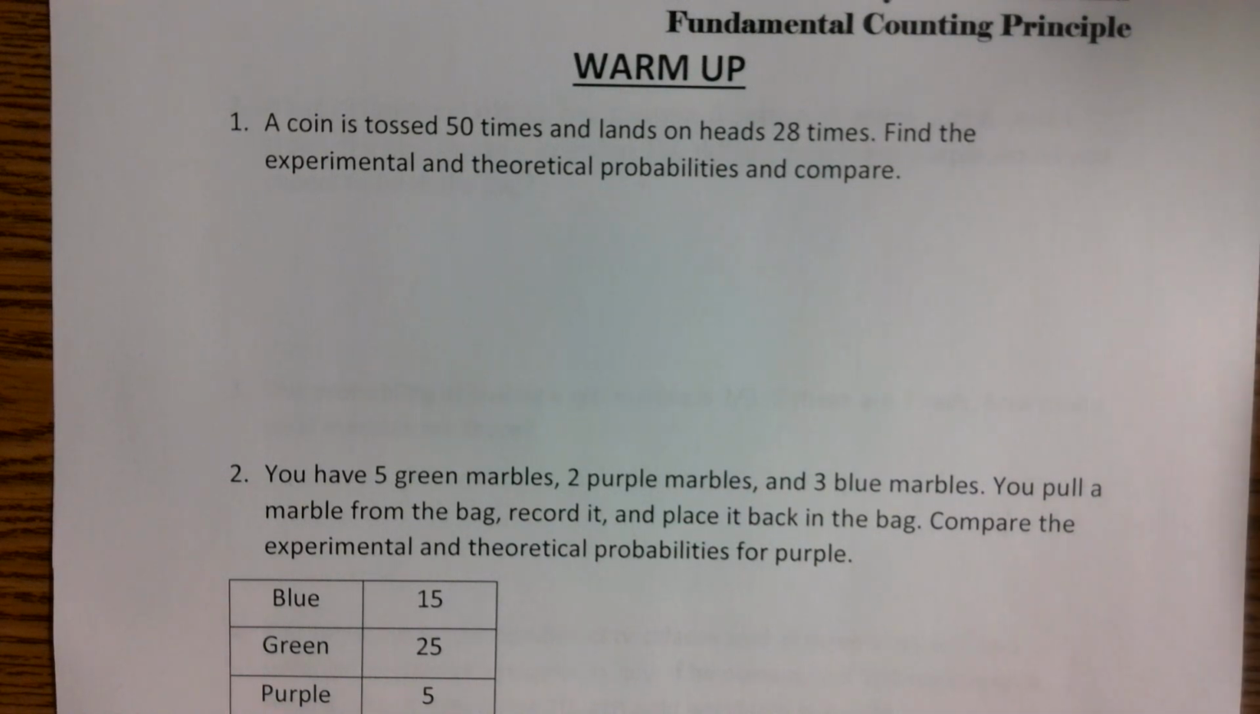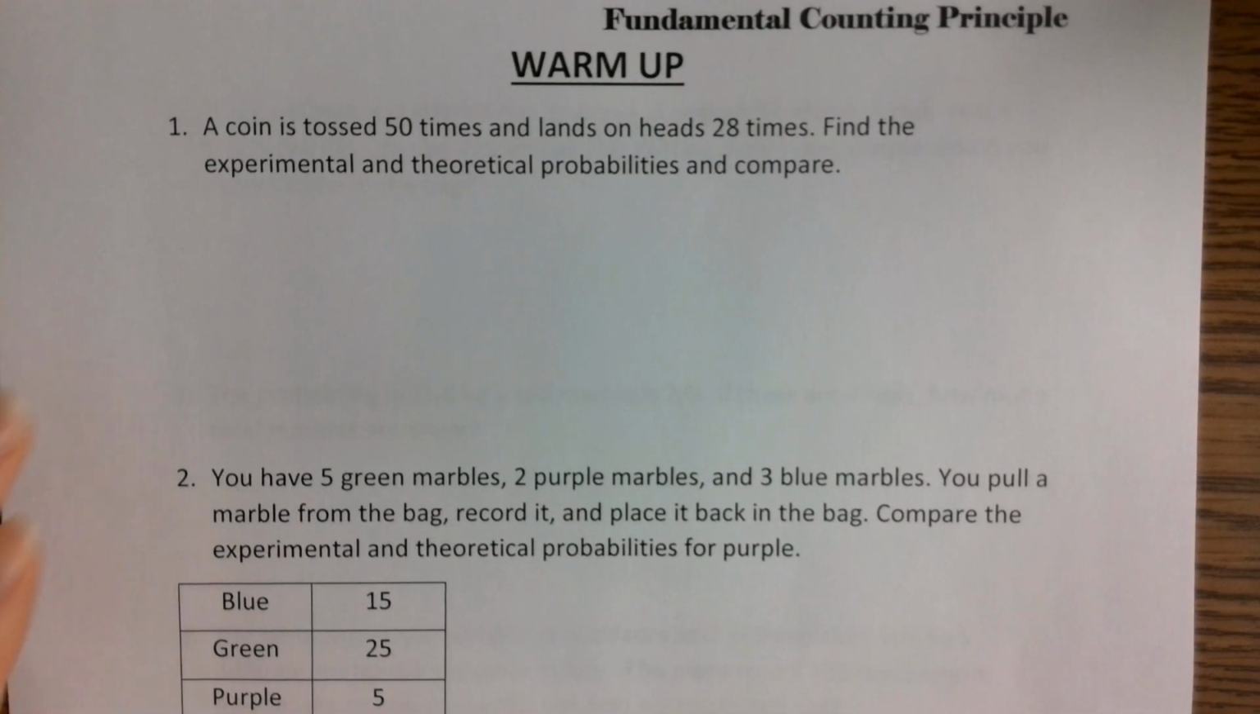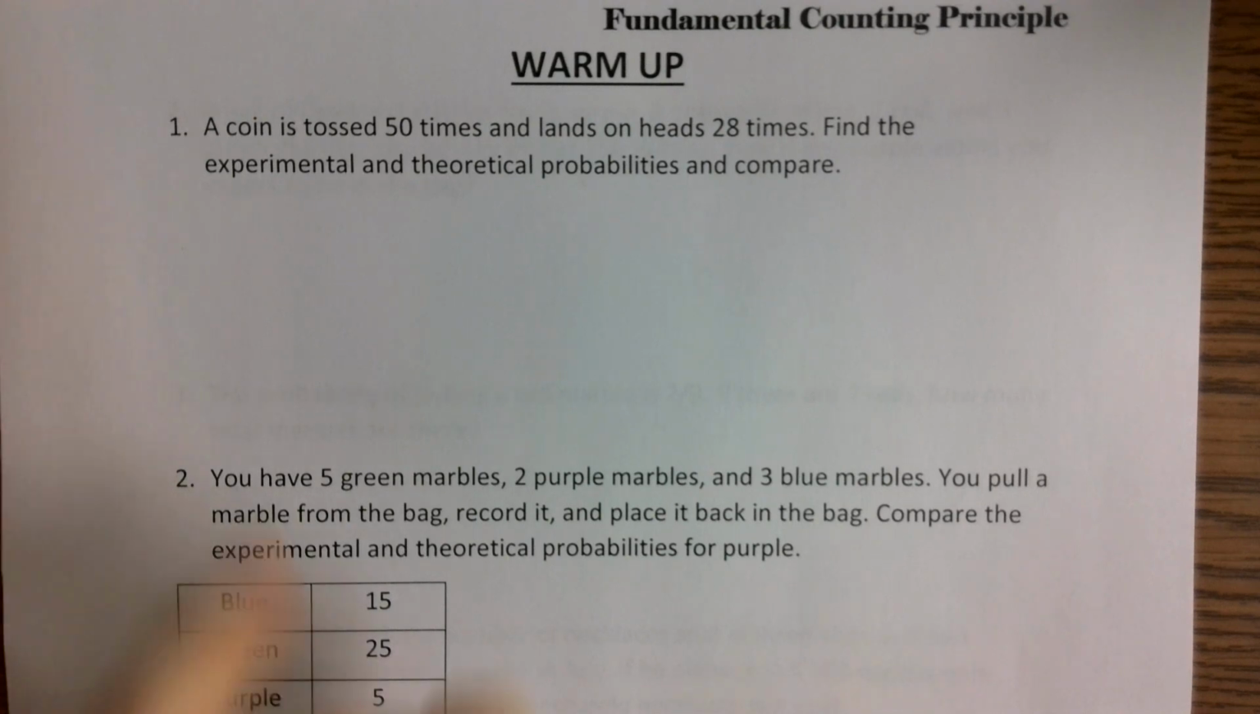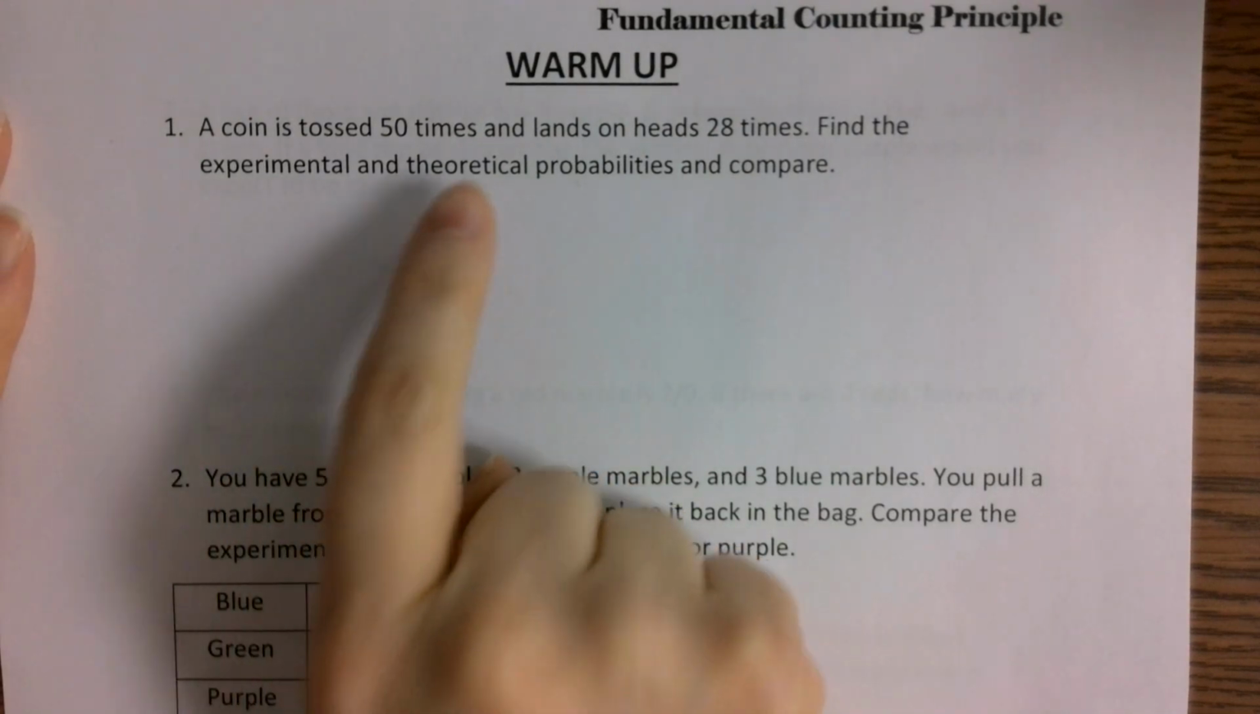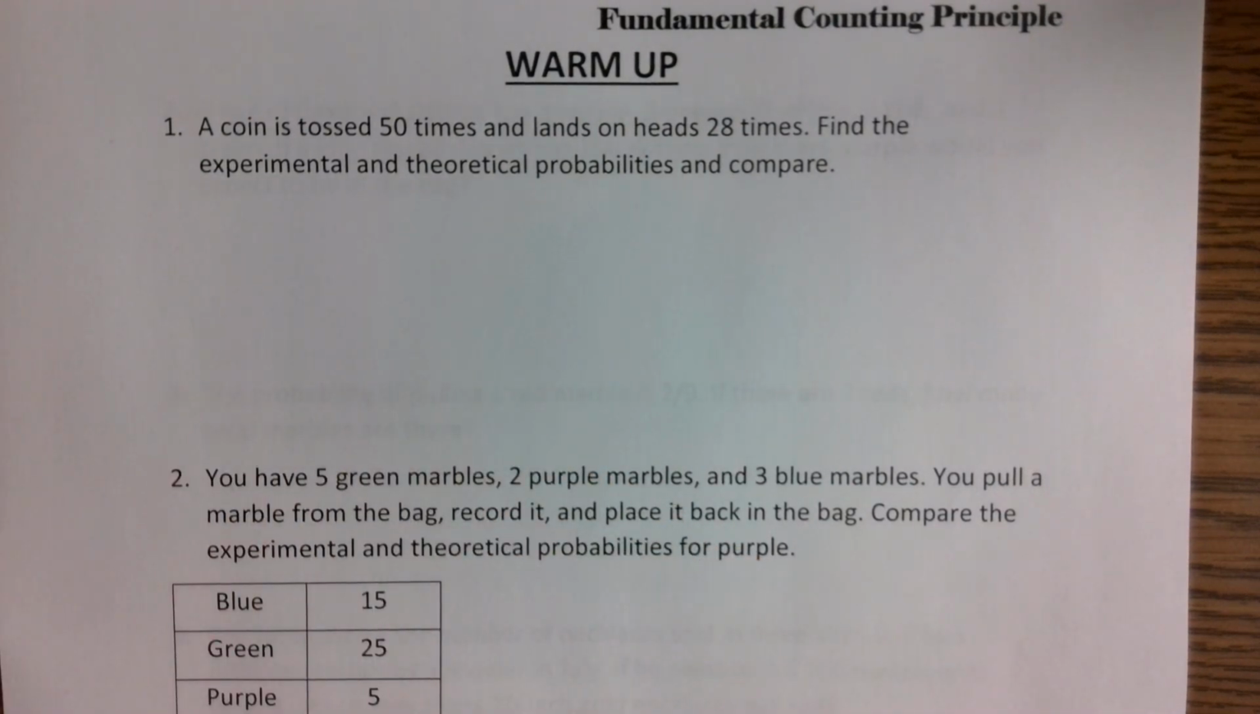Alright, so we're just doing a quick warm-up over what we learned the past couple of days about theoretical and experimental probability. Remember that experimental probability is what actually happens, so it's based off of data. You have to perform an experiment. You have to do this for a certain number of trials. Theoretical probability is just based off of, in theory, this is what should happen. It doesn't necessarily mean it always happens.